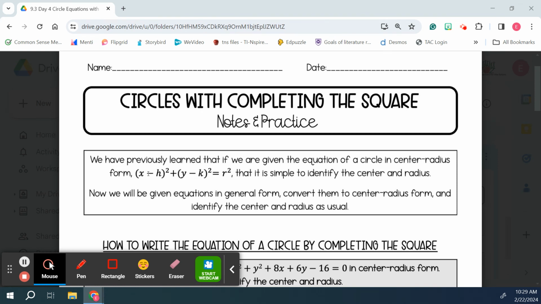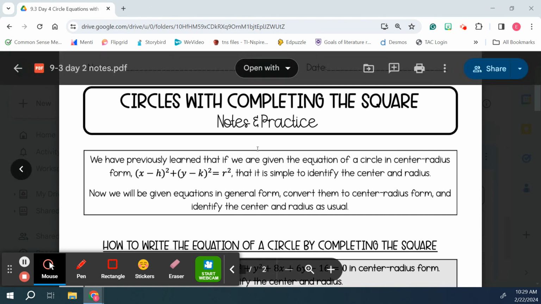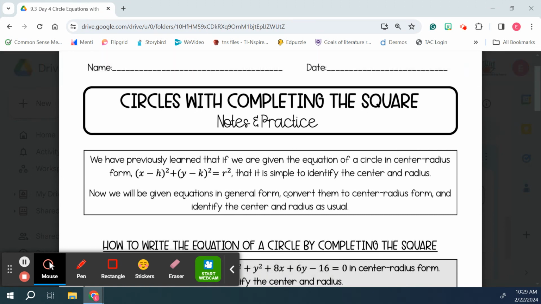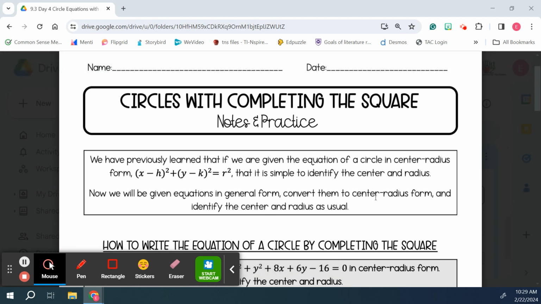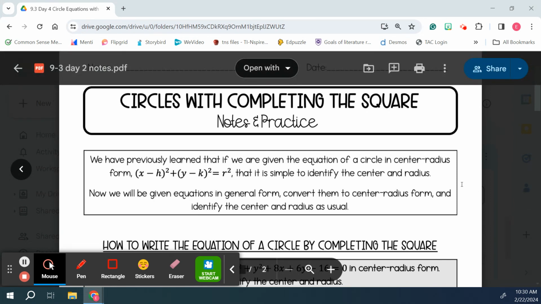All right, so that's x minus h quantity squared plus y minus k squared equals r squared. That is simple to identify the radius and the center. So that is stuff we've already learned. Now we'll be given equations in general form and convert them to center radius form and identify the center and radius as usual. Now, this is where the general form changes with completing the square.